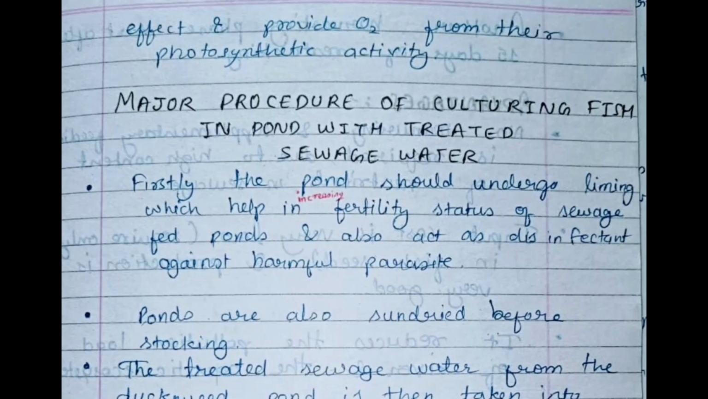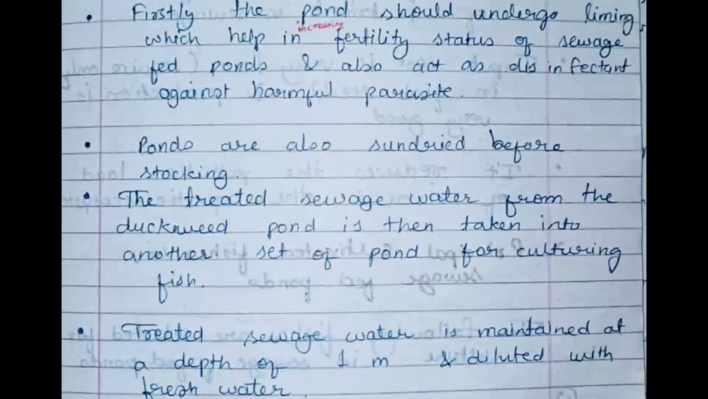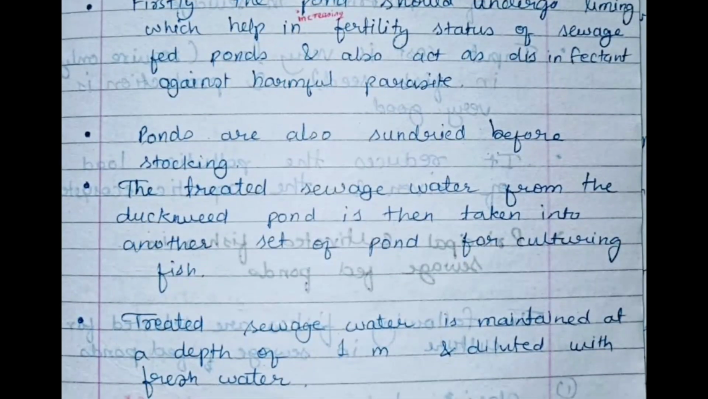Major procedures of culturing fish in a pond with treated sewage water. Firstly, the pond should undergo liming, which helps in increasing the fertility status of sewage fed ponds and also acts as a disinfectant against harmful parasites. Ponds are also sun-dried before stocking. The treated sewage water from the duckweed pond is then taken into another set of ponds for culturing fish.